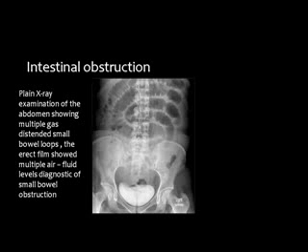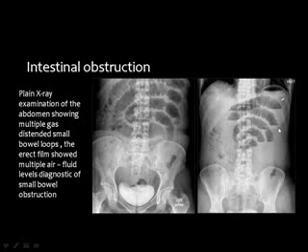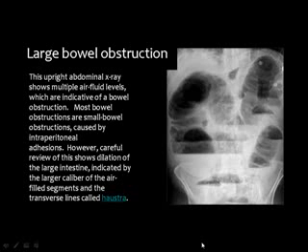Concerning the gas shadow, you can diagnose the possibility of small and large bowel obstruction from the distribution of the gas shadow in the abdomen. And as you can see here, the jejunal loops are distended and dilated with gas. Then in the erect film, you can see multiple air fluid levels. Then you know that this is an intestinal obstruction involving the distal part of the jejunum.